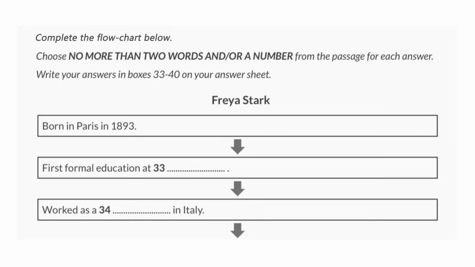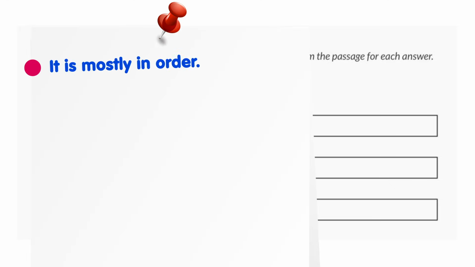And you should remember something: flowcharts are mostly in order. You should assume that it goes in order. For example, if question number 33 is in paragraph 2, the answer for question number 34 is maybe in paragraph 2 or maybe in the third paragraph. So it's mostly in order.